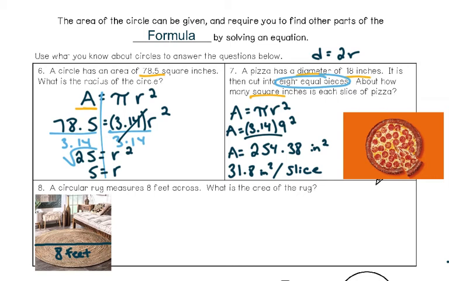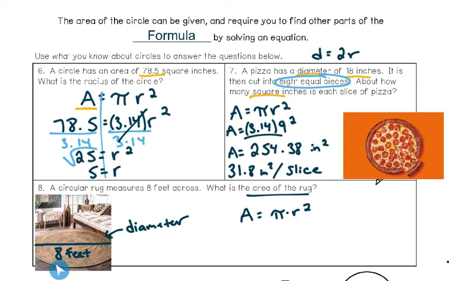If you don't know already, see if this will help you. 8 feet all the way across. Hopefully you realize that I'm given the diameter of the rug. Since the question is asking about the area of the rug, I need to use this formula. Area equals pi r squared. And I'm not given the radius. I'm given the diameter. I need to use r for radius.